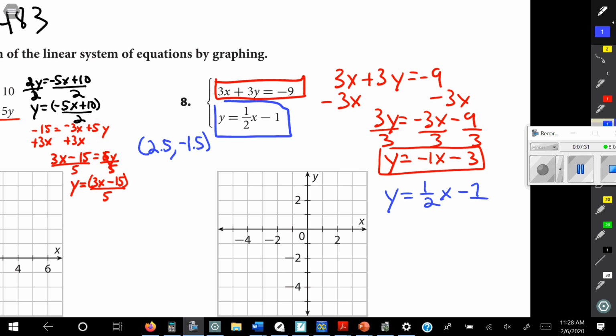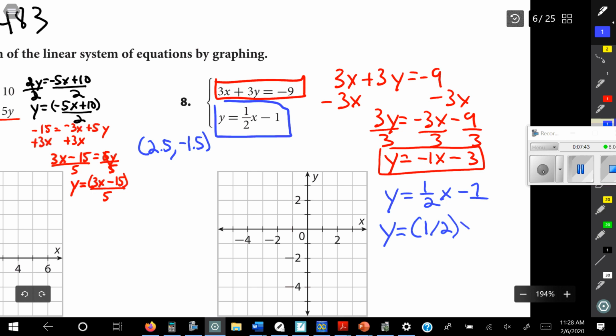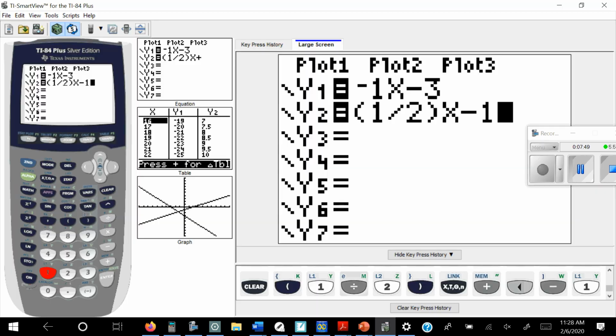Okay, now when I put this in the graphing calculator, I want to go over this fraction here. I'm going to put that in like this, as 1 divided by 2, close parentheses, x, and then minus 1. Let me show you what that looks like. And this 1 right here by the x in the first equation is not necessary. I just wanted to show you it anyway.